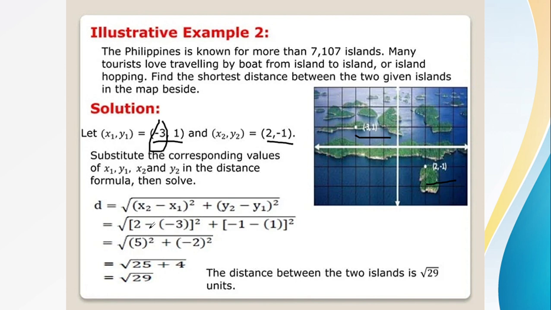So this is 2 minus the negative of 3. The answer is positive 5. Negative 1 minus 1. The answer is negative 2. And 5 squared is 25. Negative 2 squared, that's 4. So 25 plus 4, the answer is square root of 29. So 29 is not a perfect square. So pwede rata 29 lang ato. Square root of 29. So the distance between the two islands is square root of 29 units.